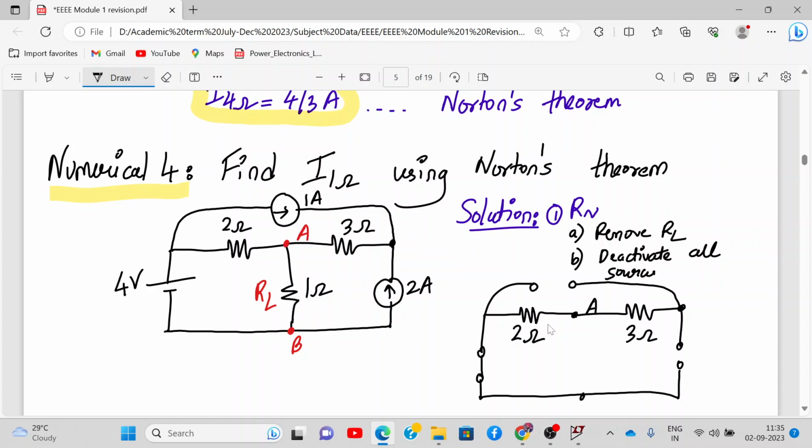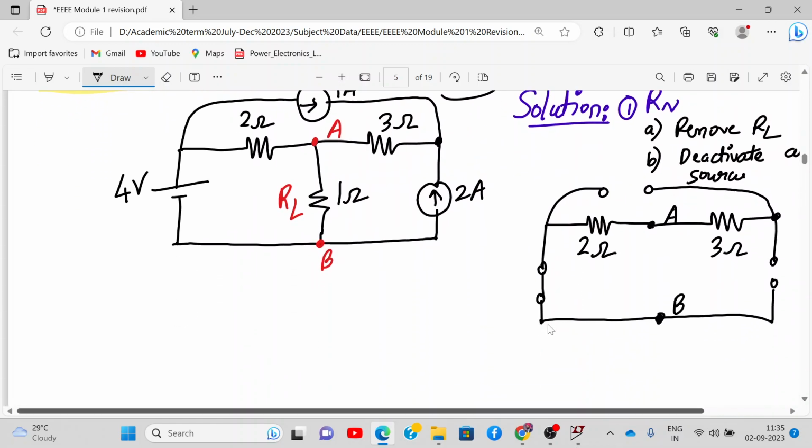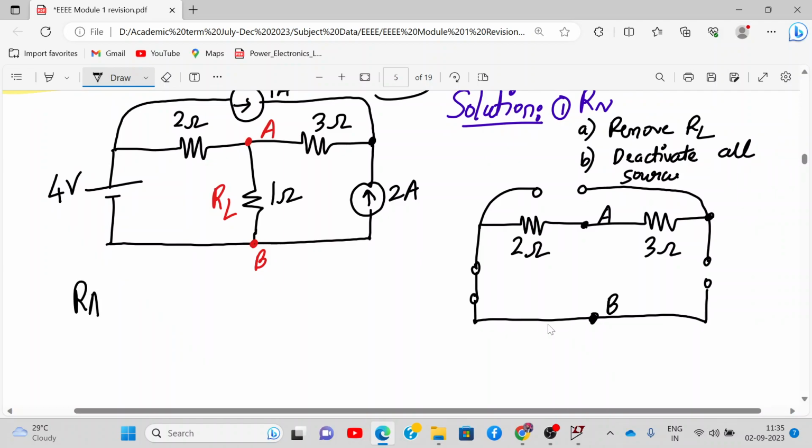Many students have made an error here in the exam. Tell me, what is RAB from this network? Come on. Hello. Tell me, what is RAB? RAB in this network is what? Anyone please give the answer?